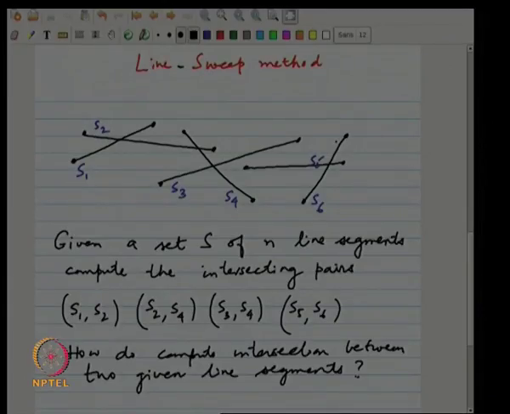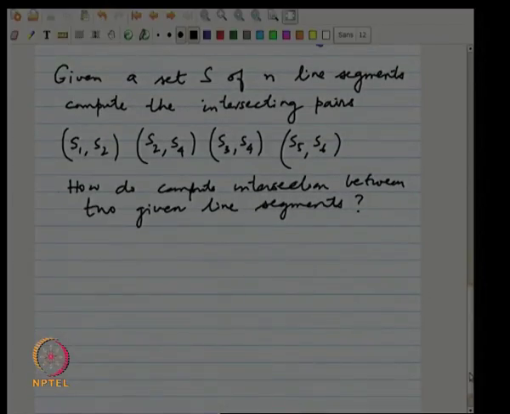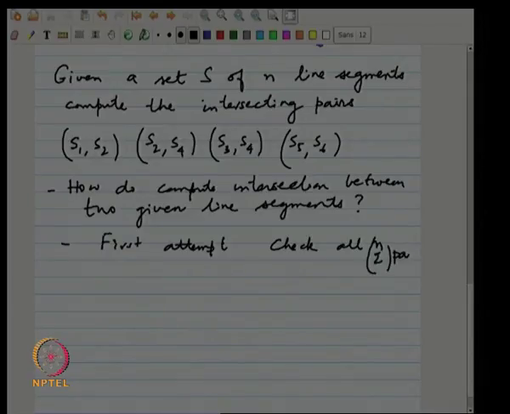Now, of course, we are not given one pair, but we are given n line segments, and I want to report all the intersecting pairs. Right. So, what would be the most trivial approach to this? Yeah, okay, fine. So, the first attempt would be to check all n choose 2 pairs, just enumerate them.